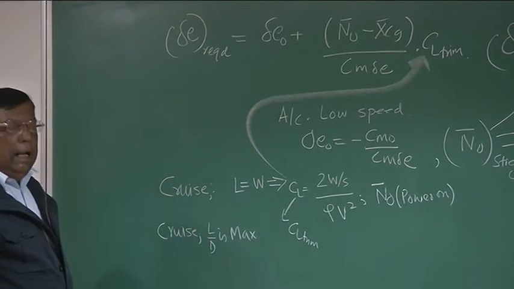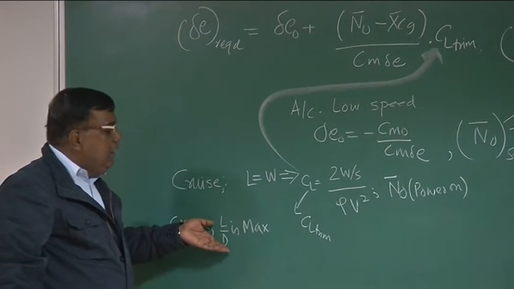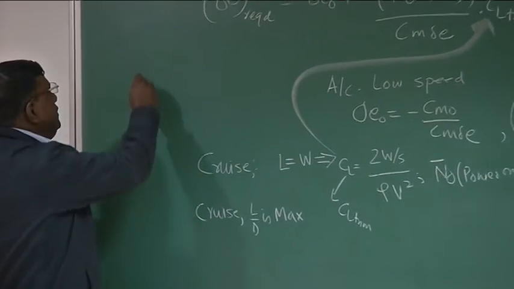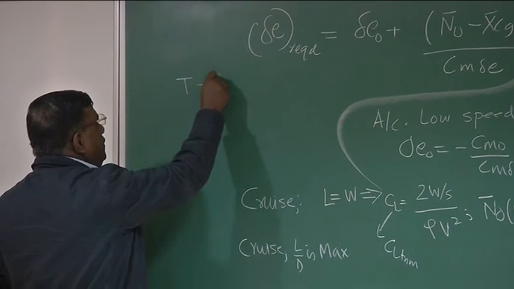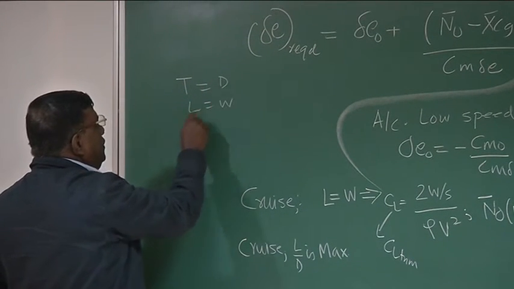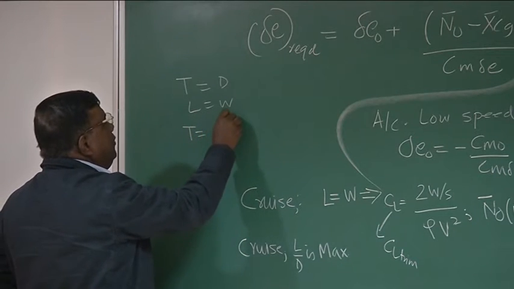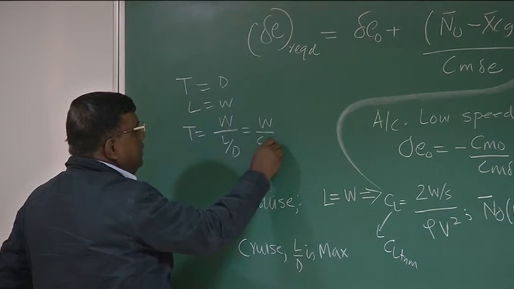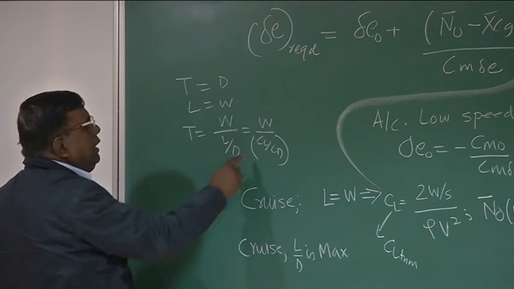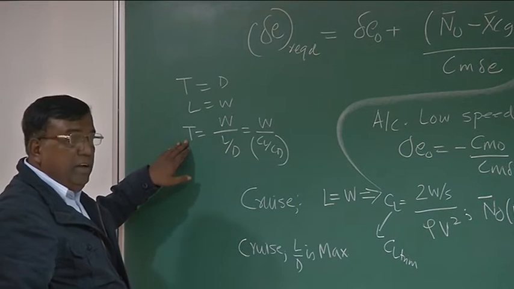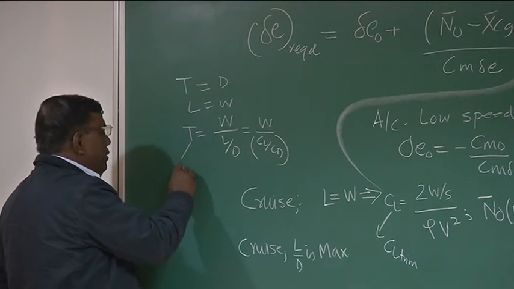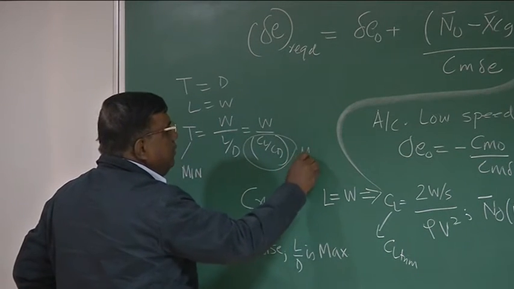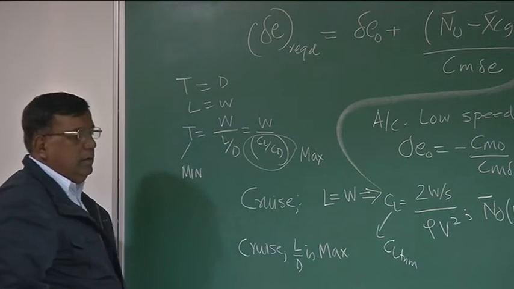Possible? And for that, typically, this is a condition when we say the thrust required is minimum. If we revise, remember for a cruise, thrust equals drag, lift equals weight. So I can write thrust equal to W by L by D, or equal to W by CL by CD. From here I can make an observation: if I want thrust required minimum, then CL by CD should be maximum for a given weight, right?